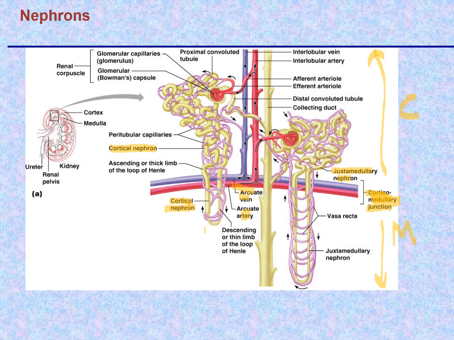The two capillary beds are shown here. There's the glomerulus, there's another glomerulus, and the second capillary bed is all of these capillaries that are surrounding the tubular structure shown here. These are the peritubular capillaries. If we look at the juxtamedullary nephron, this network of peritubular capillaries down here has a particular name. It's called the vasa recta.